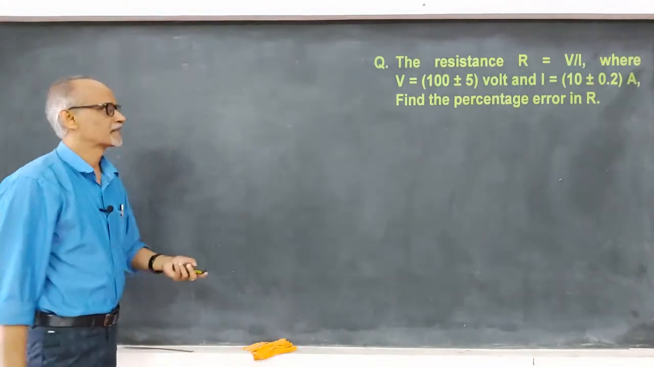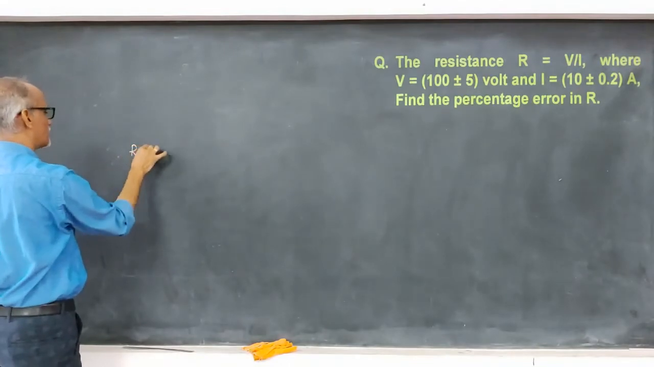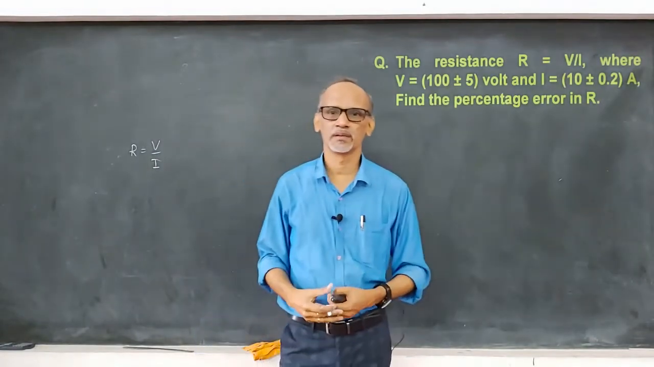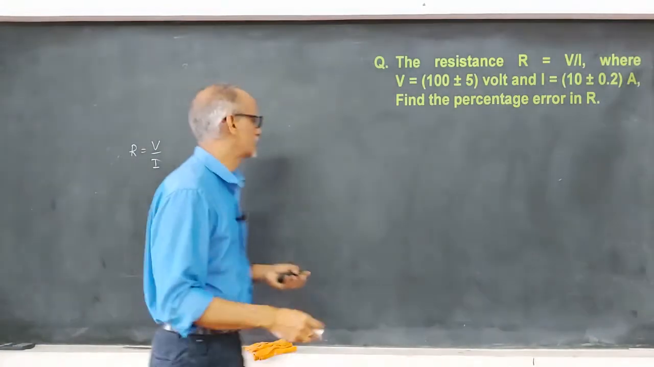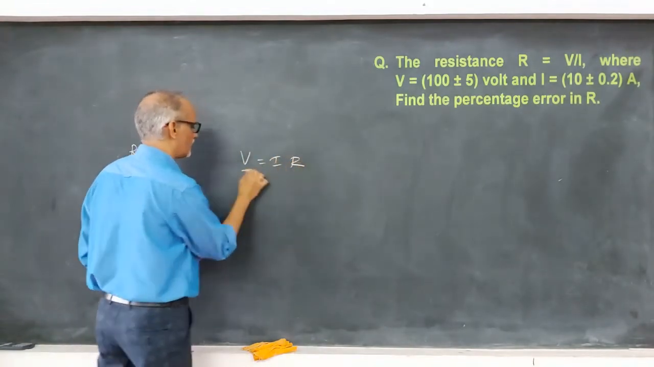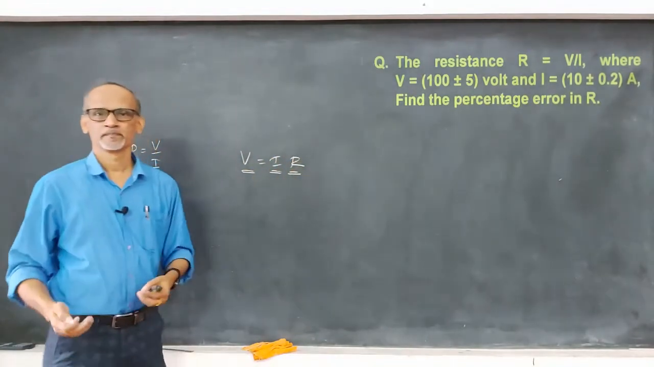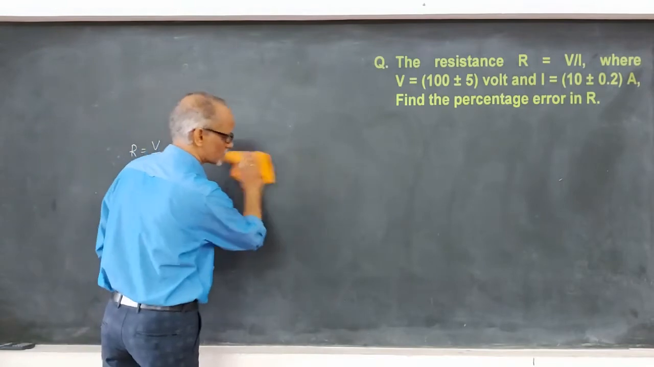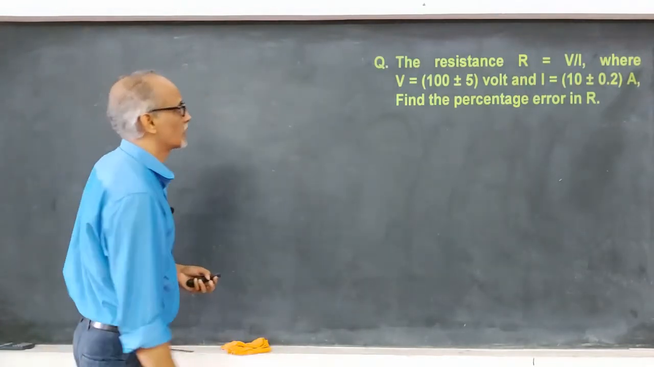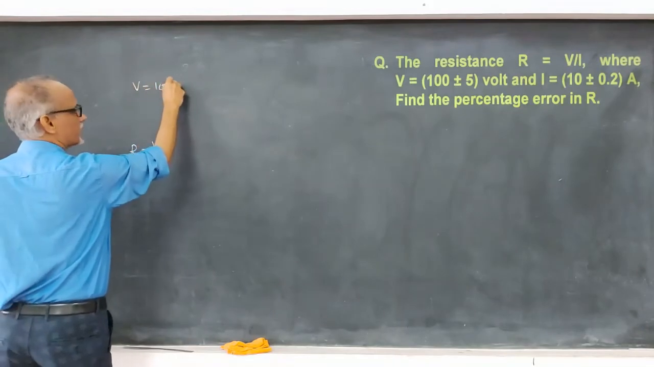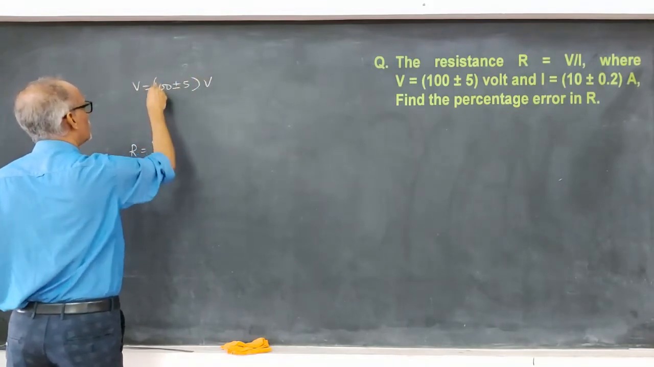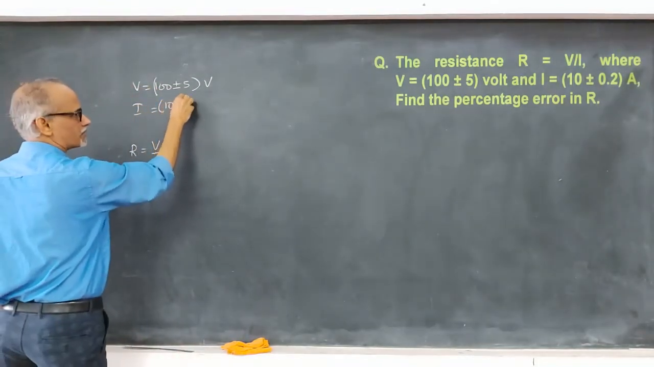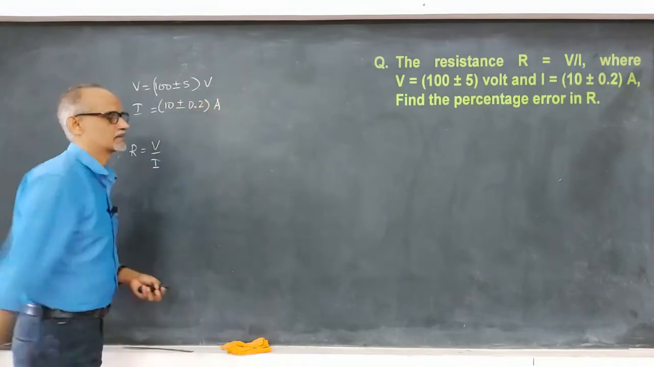See the statement. The resistance R is given by V by I. R is equal to V by I. You know that is from Ohm's law, a very important relation. That's how we read V is equal to IR, an easy way to remember. So V is equal to IR or R is equal to V by I from Ohm's law. Now for the resistance R, V is given as 100 plus or minus 5 volt, the unit of potential. Then current I is equal to 10 plus or minus 0.2 ampere.